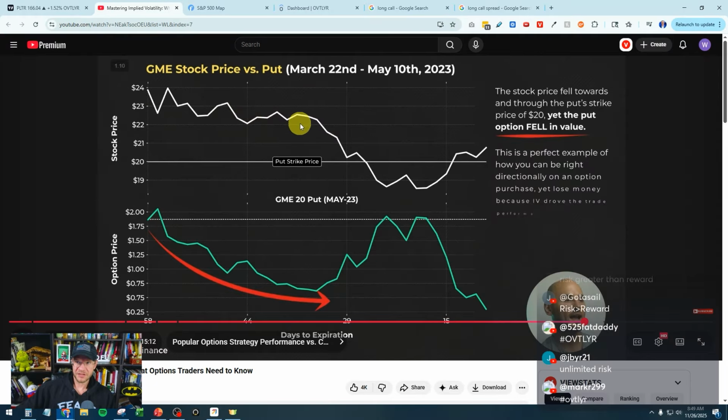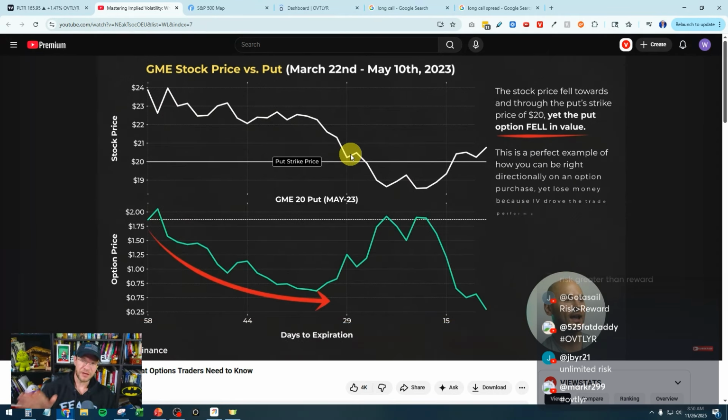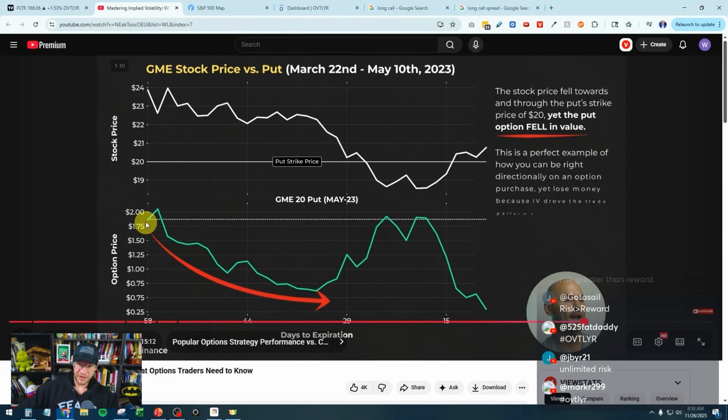The price of the stock is going down. Now, put options increase in value as the price of the stock goes down. However, the put option's value went from right under $2 down to 75 cents, it looks like. So you've lost 60%, 50%, whatever, of the price of the option as the price of the stock has gone down. Something's broken here.